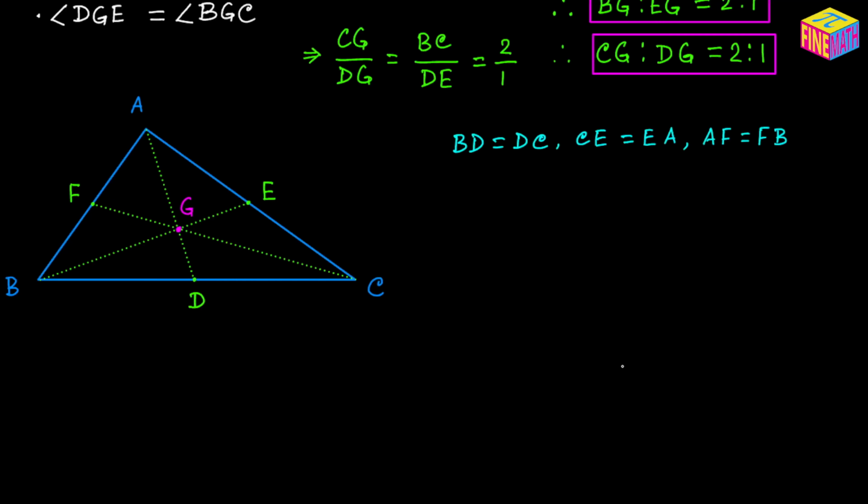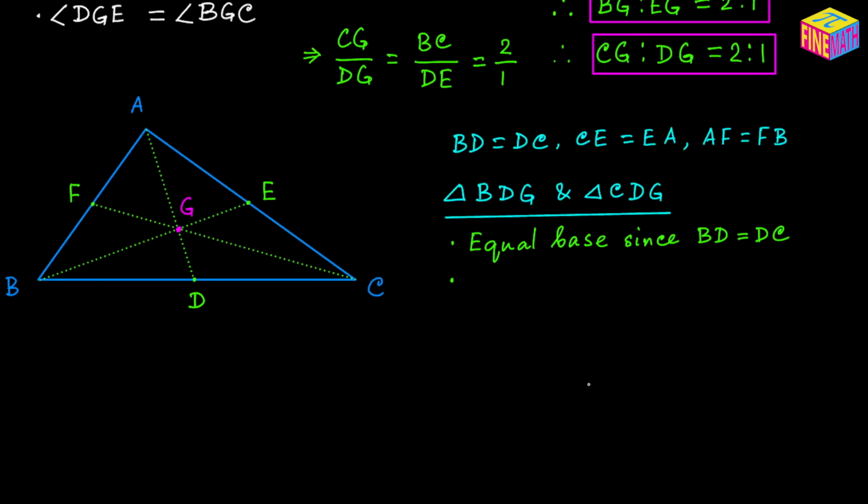And now let's look at the 2 smaller triangles down below. The triangles are BDG and CDG. If you look at these 2 triangles, the first triangle's base is BD and the second triangle's base is DC. Now BD is equal to DC, right? So they have equal base. So let me make a note of that.